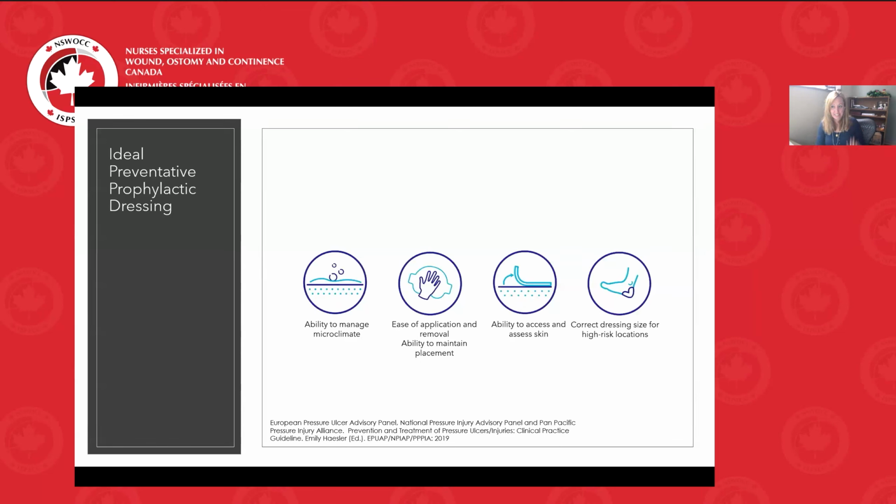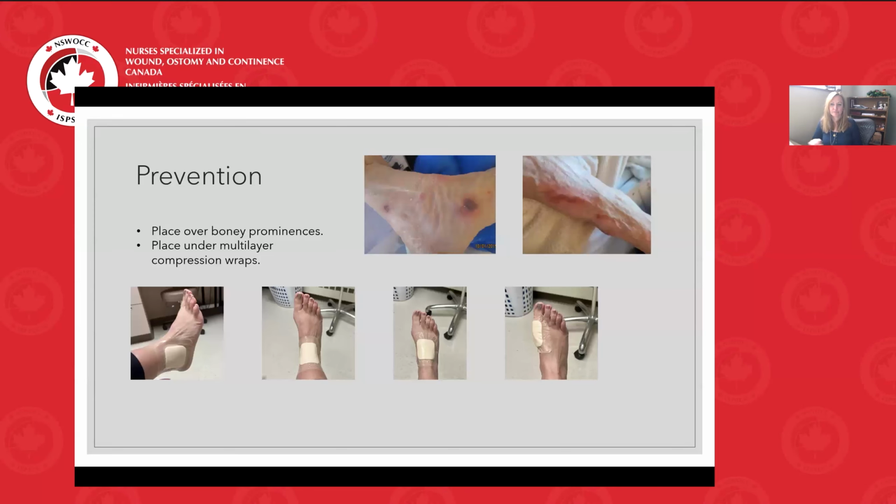So when we're looking for an ideal prophylactic dressing, we want one that's going to help maintain that microclimate. So you're going to want to look on the package and look at what the moisture vapor transfer rate is. Most of the foams now on the market are really good. They're all about equal. We want to look at ease of application and then the correct sizes for the locations that we're using. So this is an example of utilizing a prophylactic dressing over bony prominences on the foot.